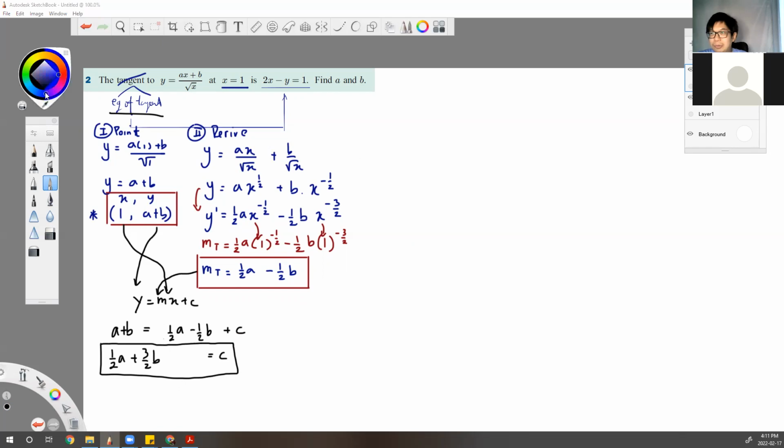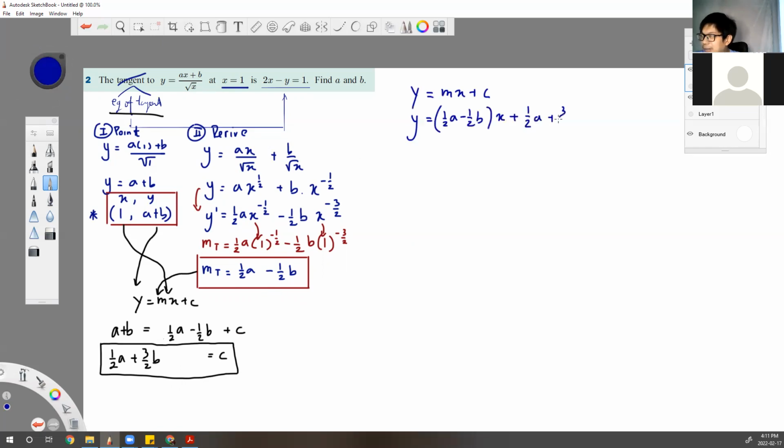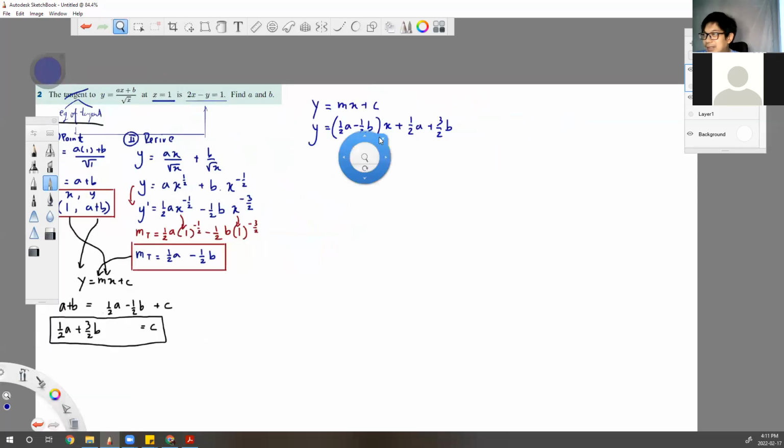What next you have to do? You have to put it in a line equation. Again, y equals mx plus c, right? I put it on the right side. So y, the m is given, half a minus half b, bracket x, right? And then plus half a plus 3 over 2b. And this will be equal to what is given in the question.